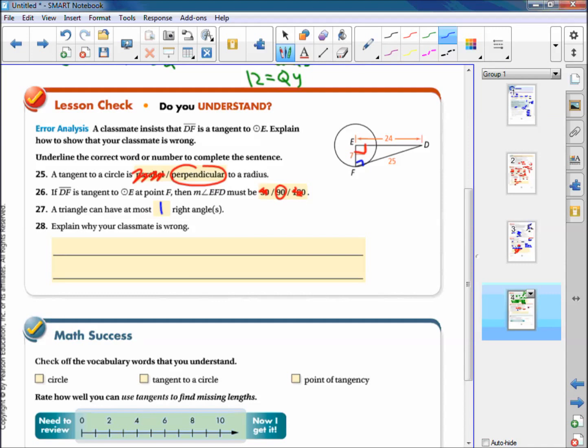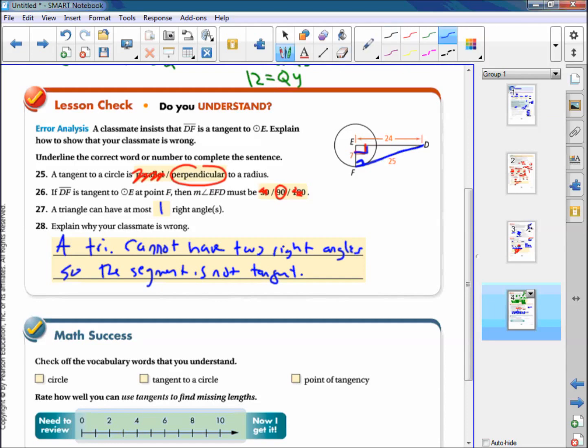So explain why your classmate is wrong. A triangle cannot have two right angles. We have one here, and he wants there to be one here. So the segment is not tangent. Remember, for it to be tangent, DF must form a right angle with the radius EF. So that's not going to work for us here.